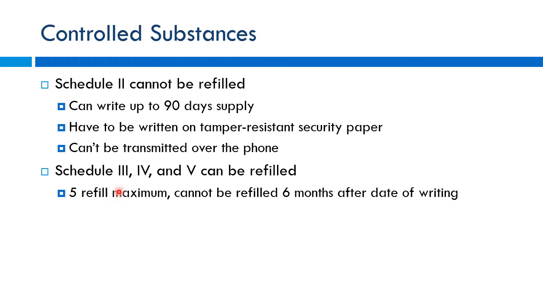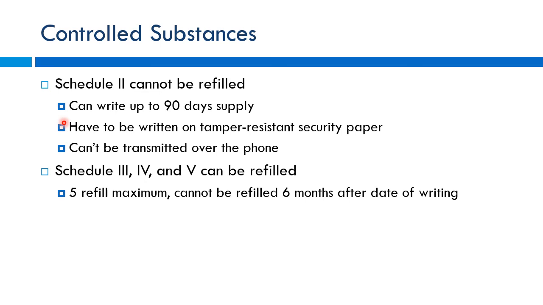So Schedule 2 substances, you'll find that Schedule 2 substances have the most restriction on them. Obviously, Schedule 1 we're not going to be prescribing, but Schedule 2s have the most restrictions, and then 3s, 4s, and 5s kind of get lumped together to some degree. But basically, for Schedule 2s, you can only write up to a 90-day supply.